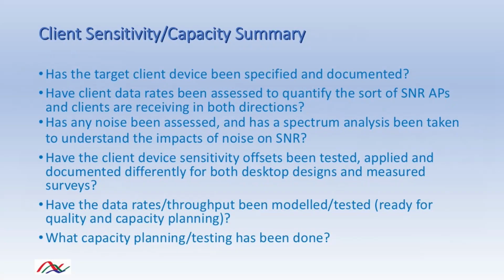So in summary, has the target client device been specified and documented? Have client data rates been assessed to quantify the sort of SNR APs and clients are receiving in both directions? Has any noise been assessed, and has a spectrum analysis been taken to understand the impacts of noise on SNR? Have the client device sensitivity offsets been tested, applied and documented differently for both desktop designs and measured surveys? Have the data rates and throughput been modelled and tested, ready for quality and capacity planning? And what capacity planning and testing has been done?